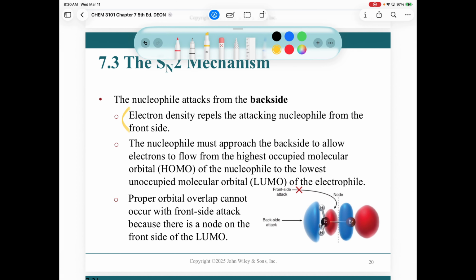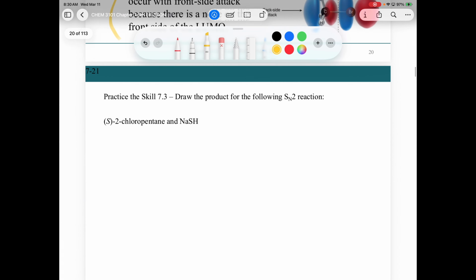Electron density from the bromine repels the attacking nucleophile. The textbook goes into a whole explanation using highest occupied molecular orbital and lowest unoccupied molecular orbital theory. However, I'm just going to skip over that and say I will not ask you anything about that, okay? I would say that would be more of a chemistry majors thing, so I'm not going to stress about that.